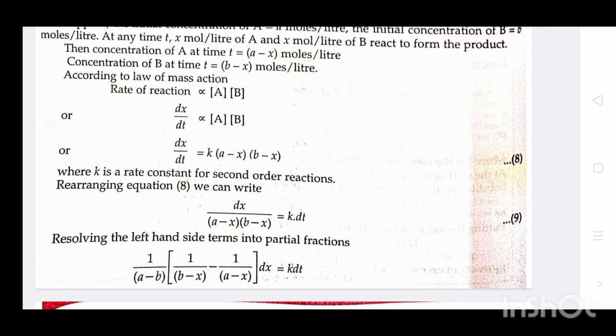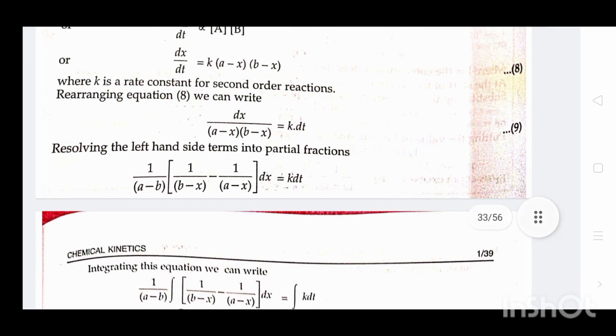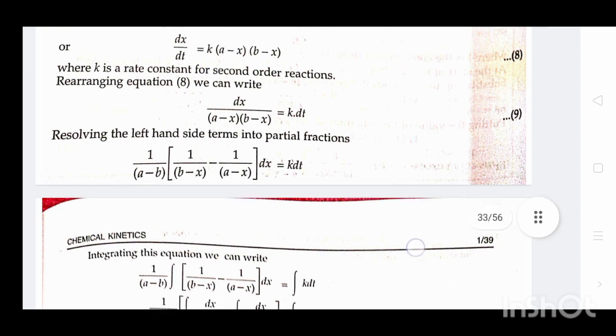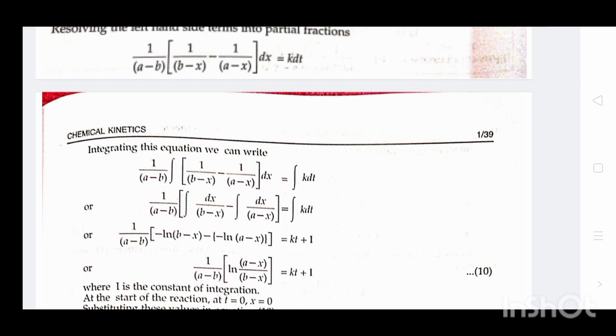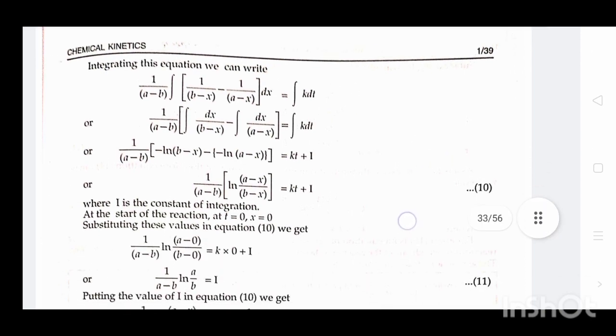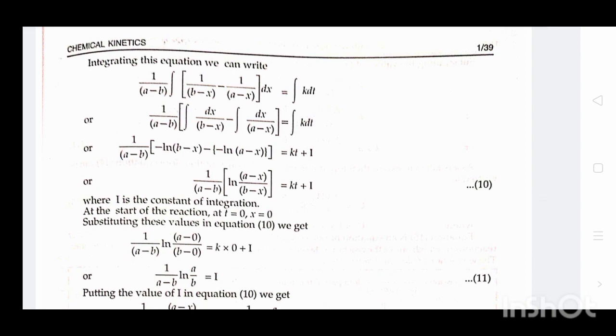k dt. Resolving the left hand side term into partial fractions: 1 by (a minus b) into [1 by (b minus x) minus 1 by (a minus x)] dx equals k dt. Integrating this equation, we write 1 by (a minus b) integration of [1 by (b minus x) minus 1 by (a minus x)] dx equals integration of k dt, and we get the result 1 by (a minus b) ln (a minus x) divided by (b minus x) equals kt plus I, where I is the constant of integration.